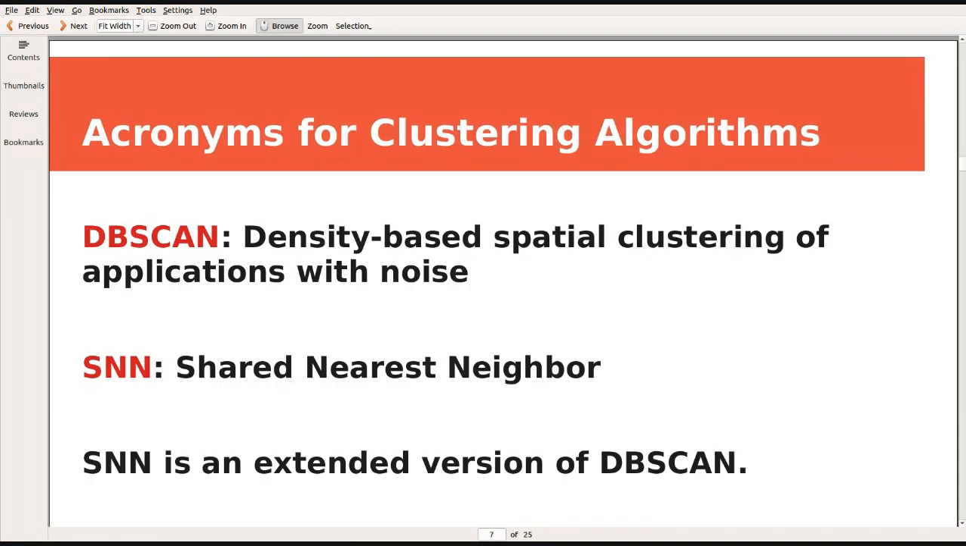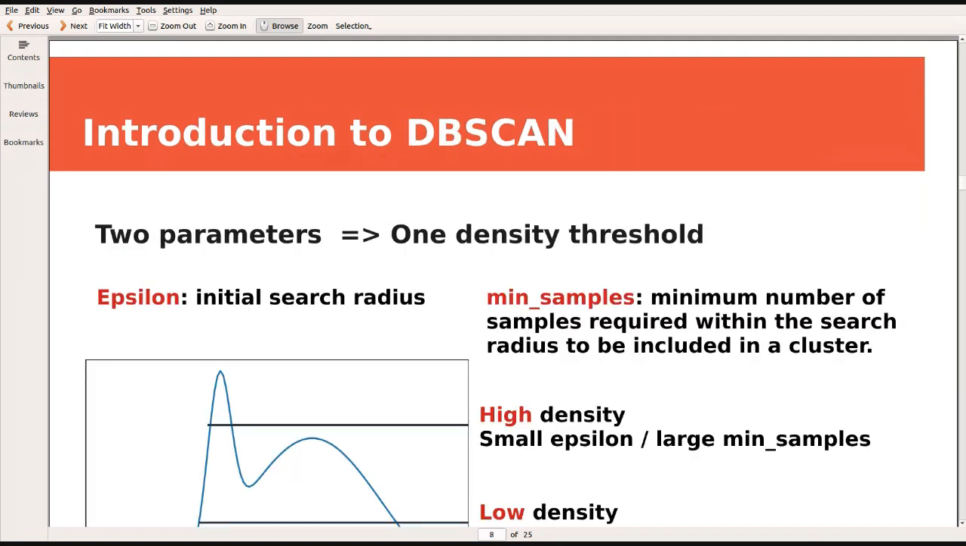Before we go into methodology, there are two acronyms we're going to use over and over again. The first one is DBSCAN, which stands for density-based spatial clustering of applications with noise. And the second one is SNN, which stands for shared nearest neighbor. SNN is basically an extended version of DBSCAN. First we're going to talk about DBSCAN. DBSCAN is a very simple idea.